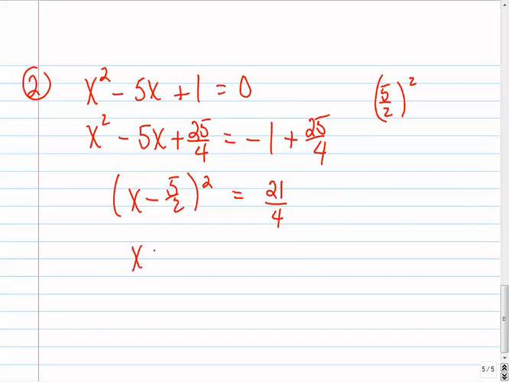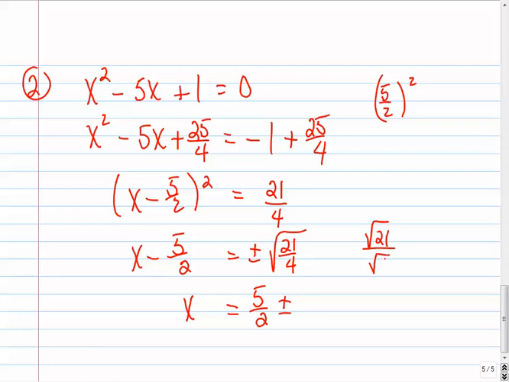Okay, we want to take the square root of both sides. X minus 5 halves is equal to positive and negative square root of 21 over 4. Now, I put the entire thing under the radical right now. And so I want to get x by itself, which means I need to add 5 halves to both sides. So I'll bring over the 5 halves, and then plus and minus. The square root of 21 over 4 is the same thing as the square root of 21 over the square root of 4. We cannot simplify the square root of 21, so it has to stay under the radical, but the square root of 4 is 2.